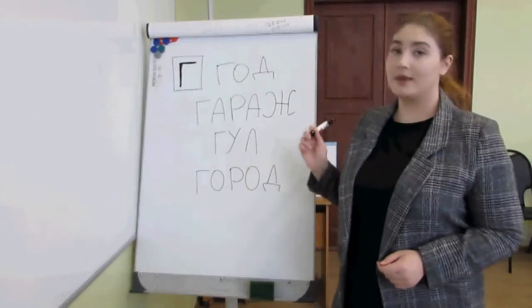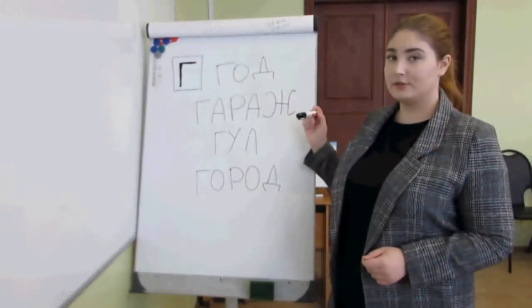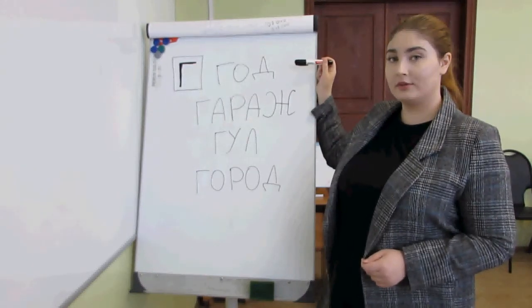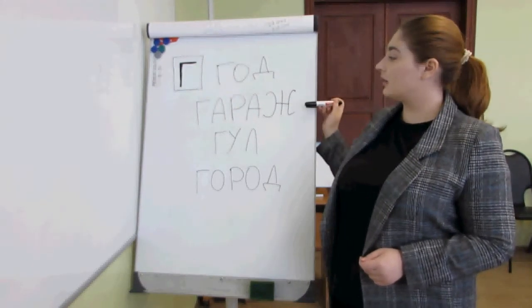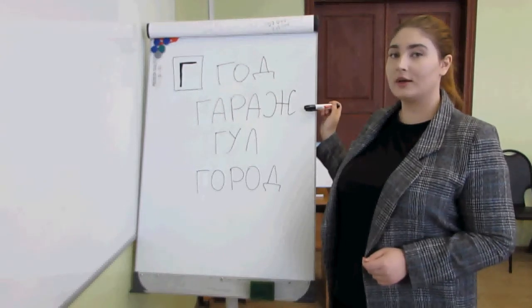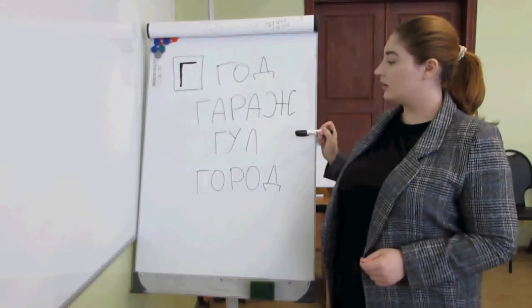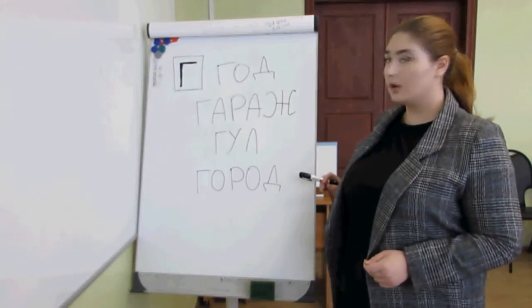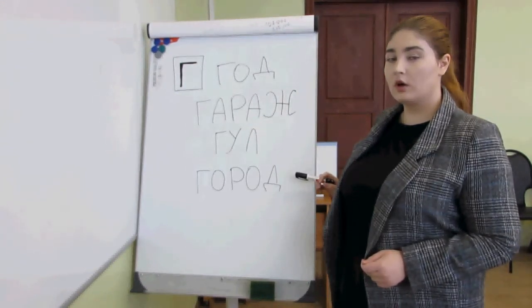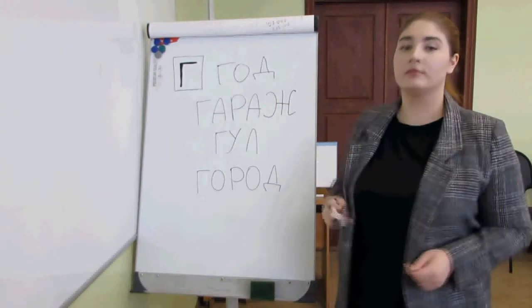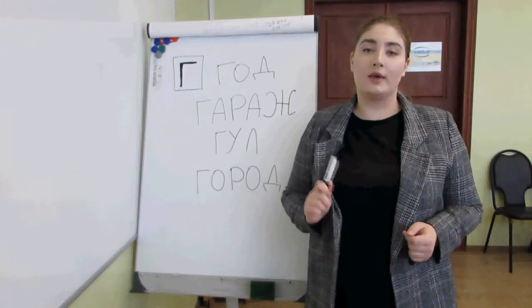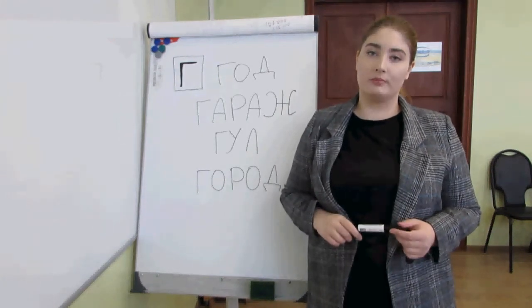Here are examples. Let's read together. God, год, гараж, гараж, гул, гул, город, город. Now you can stop the video and try again one more time.